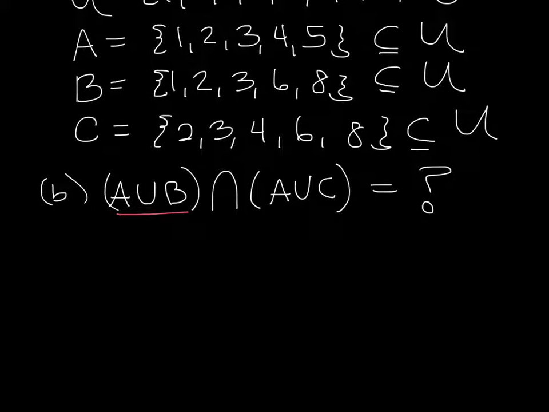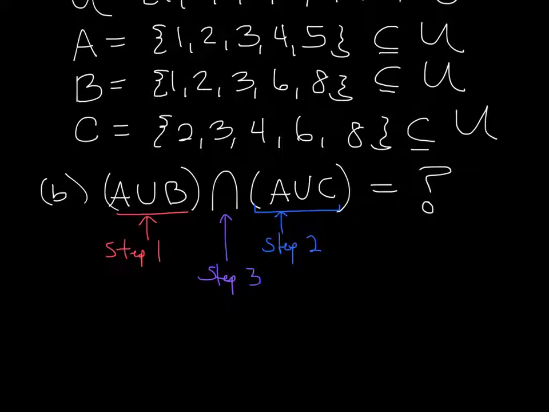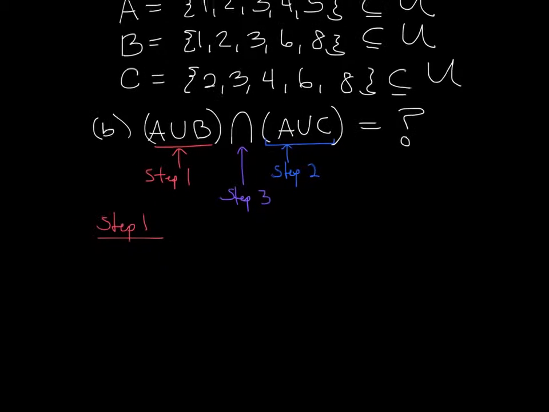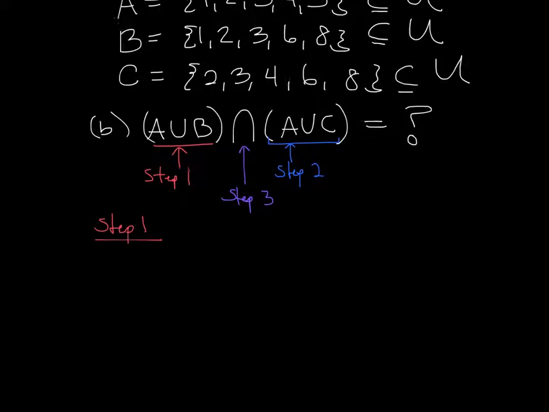Let's write some steps down if that helps. A union B is going to be my step 1. Step 2 is going to be A union C. And step 3, let's see, I did purple last time, so finding the intersection, what's in common, is going to be step 3. Okay, so step 1, let me move this up. What is the union of A and B?